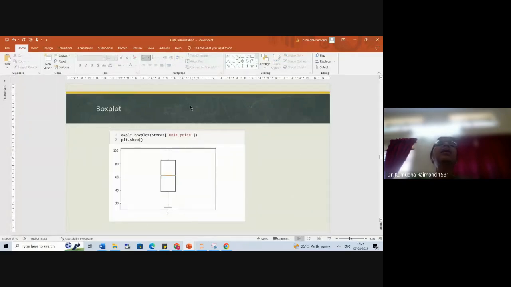You see here, how will I draw? It is going to be plt.boxplot. And what data am I going to use? I'm using stores. Stores is one of the data frames, and unit price is one of the attributes. So when I put it, I'm getting the answer like this. I can show you here.